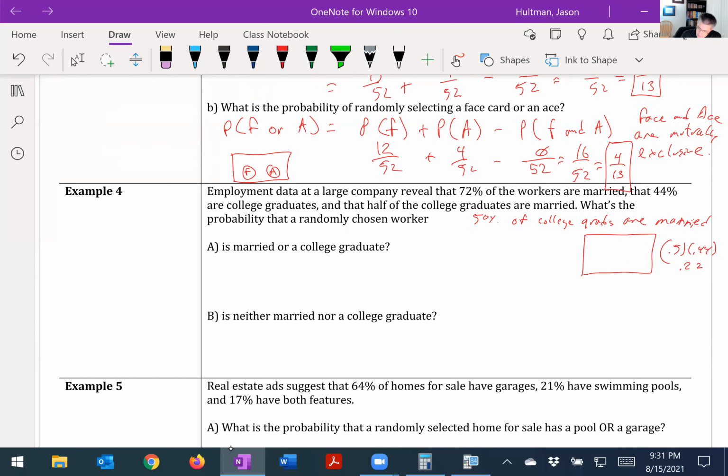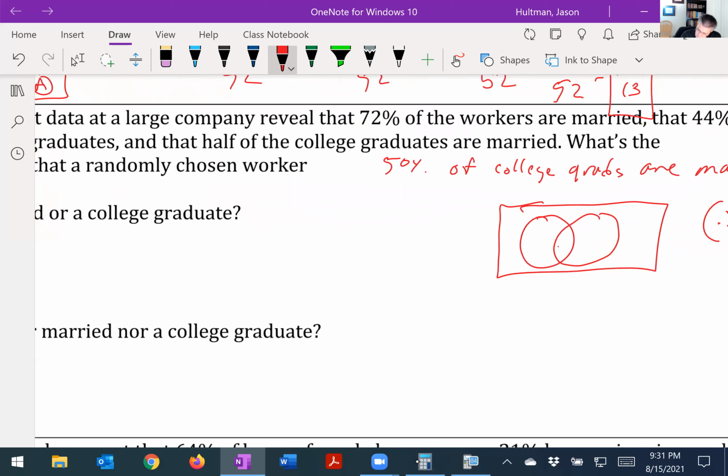Okay, I'm going to erase these, and I know the intersection is 22%. Let me draw my diagram a little bit bigger. Let me zoom in. 0.22. Because half of the college graduates are married, but half of them are not. So 0.22 are married and 0.22 are not married. Okay, so these are the college graduates.